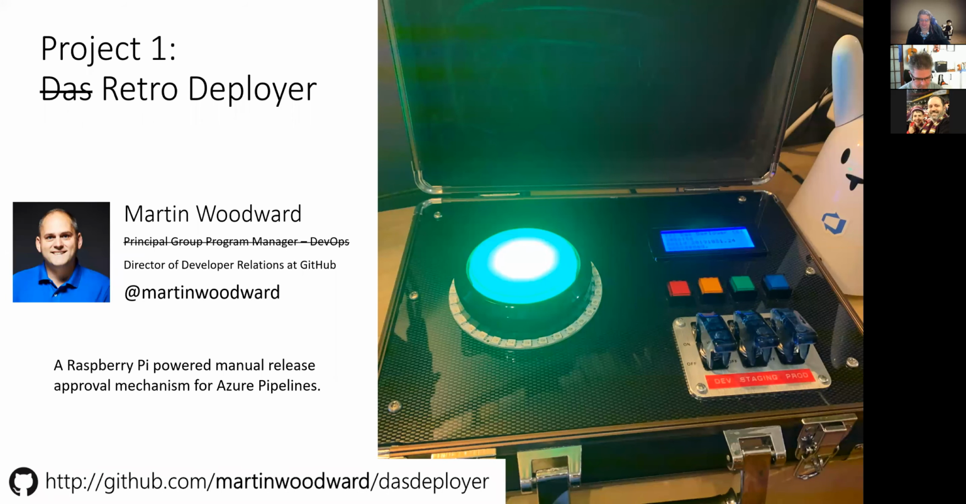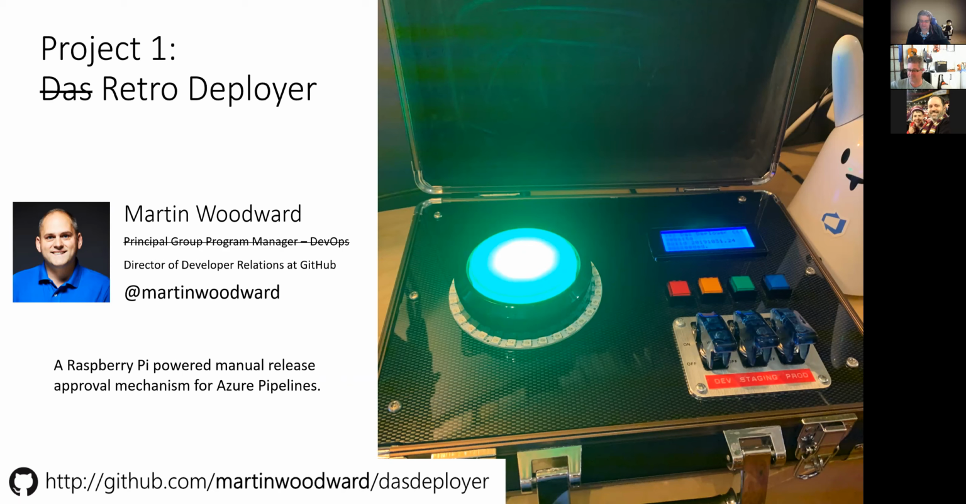Then at Ignite last year, I saw a great session by Martin Woodwards, who at that stage was one of the program managers for Azure DevOps, but with all the changes is now the director of developer relations at GitHub. He did a great presentation, and I've got a link there to his repo. You should definitely go and have a look, because on there he's got videos of the sessions. And he built this thing which he called DasDeployer, with sort of German efficiency. Basically it's a very, very fancy Raspberry Pi powered release button.